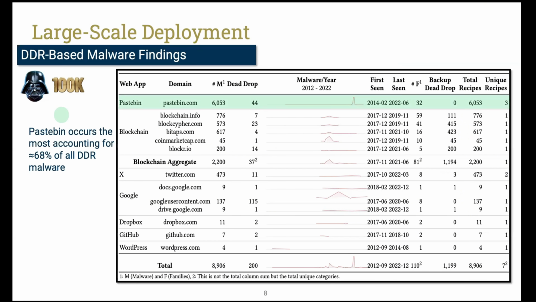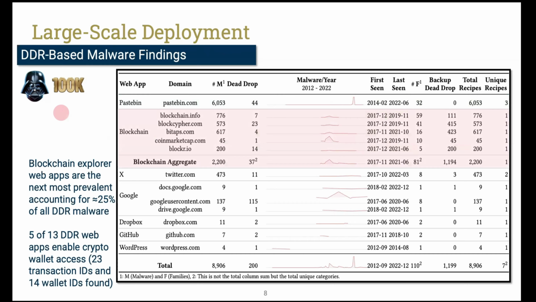VADER found Pastebin to be the most abused web app, accounting for roughly 68% of all DDR malware found. This isn't too surprising because Pastebin has long been used for malicious purposes. However, it has generally been used to host stolen content or malware to be dropped on victim systems. This work is among the first to expose its pervasiveness as a hosting platform for hidden CNC addresses.